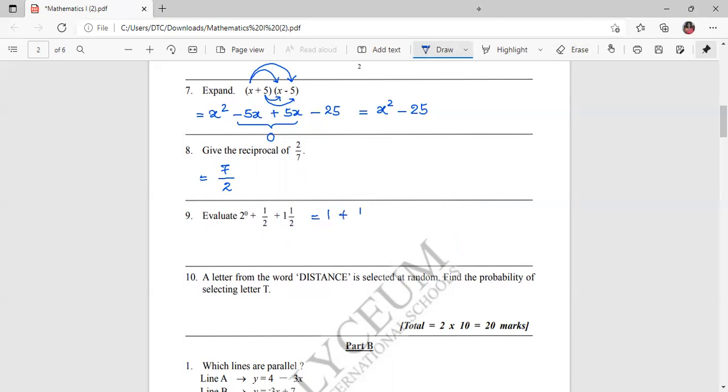Then half. Here you can convert this mixed number into an improper fraction. So then this becomes 3/2. As I have a fraction here, what I'm going to do is write that 1 also as a fraction. You know that 1 I can write as 1/1. Now what happened, children?